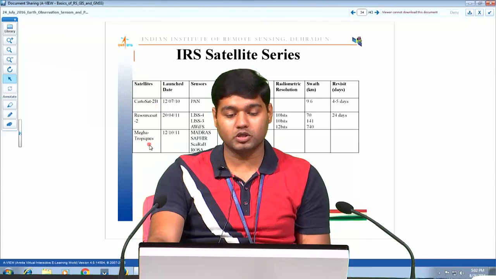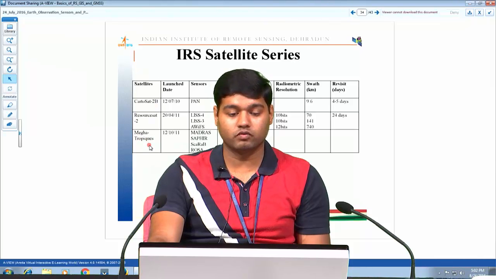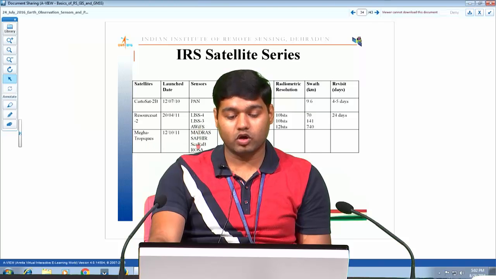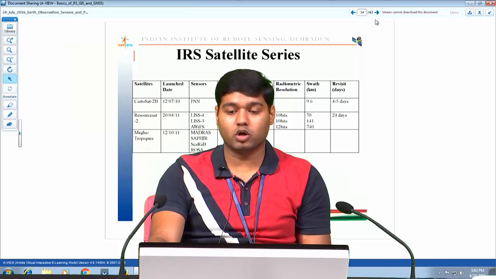Then Megha-Tropiques was launched in collaboration with France. They launched this particular sensor for monitoring the clouds.